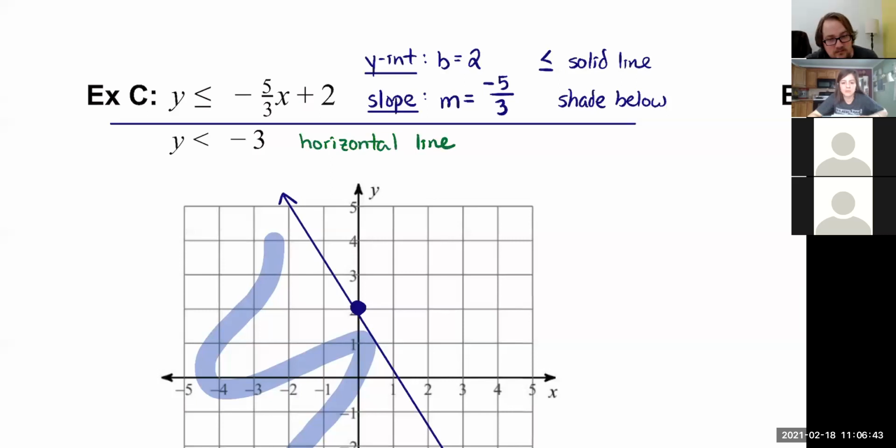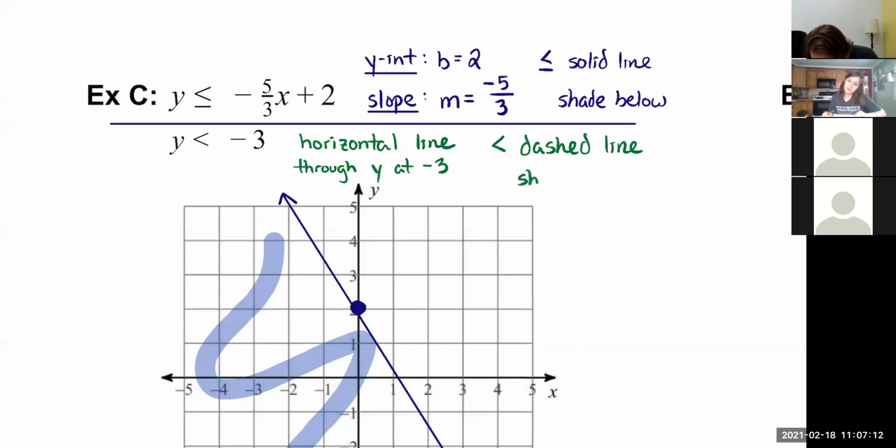And this one is going to go through y at -3. So that statement there kind of takes care of both the slope and the y-intercept, because a horizontal line is very distinct. We do still need to consider the inequality sign, which is a less than symbol, which tells me that that line is going to be dashed and that we're going to shade below it.